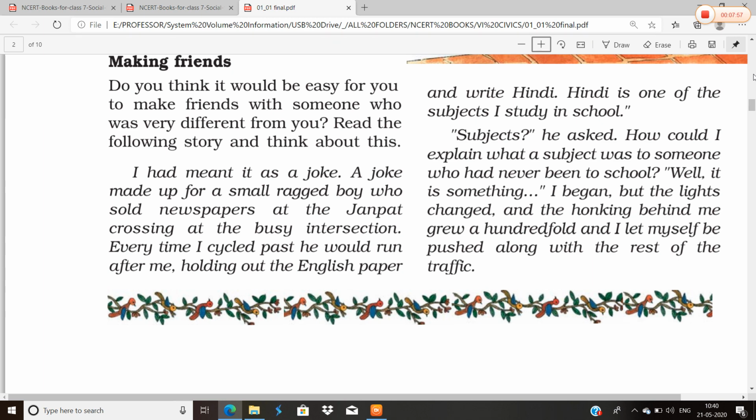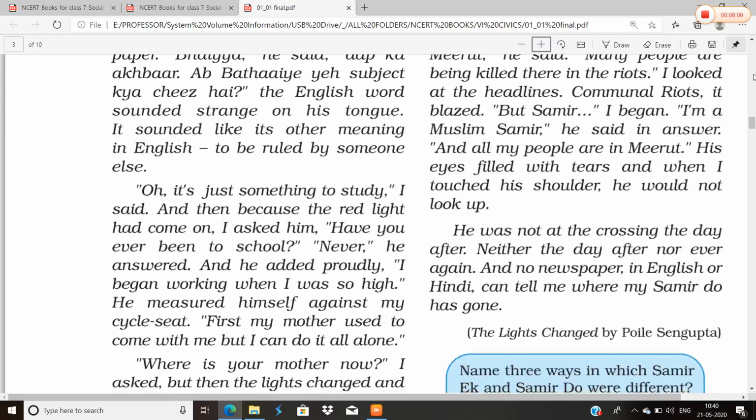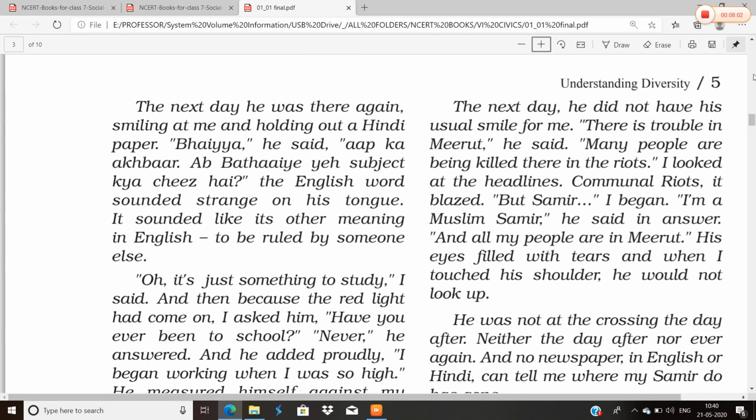So in this way he moved from there, and the next day he came again. That boy was smiling at me and holding out a Hindi paper, and he said, "भैया, एंड आपका अखबार, अब बताइए ये सब्जेक्ट क्या चीज होता है." The English word "subject" sounded strange on his tongue. It sounded like its other meaning in English, to be ruled by someone else. In that way he said that word.